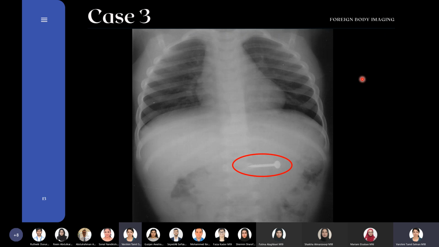And this is a radiograph of an 18-month-old child. This child has swallowed a large nail, but it passed through the GI tract without difficulty, although we should be mindful that it is a sharp object and it can cause tears and bleeding. Yes, you're right, Rutvik. It's in the left hypochondrium.